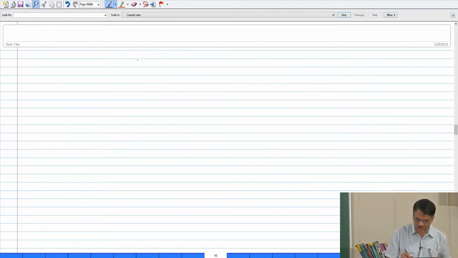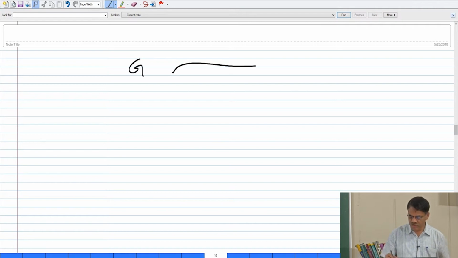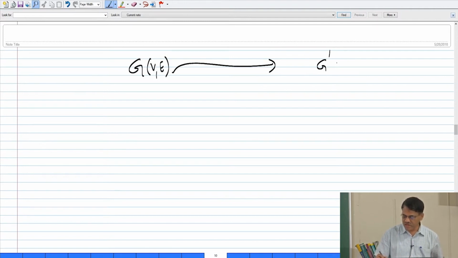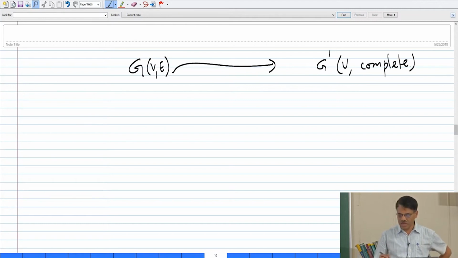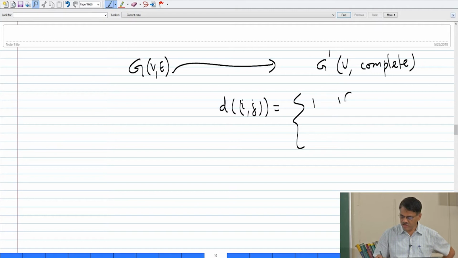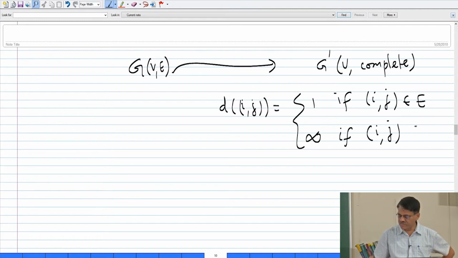So you are given a graph on n vertices. I am going to maintain the same number of vertices. So G prime is on the same vertex set, but I am going to make it complete. All edges are present. Now, here are my choices for the distance. The suggestion is that d_ij is equal to 1 for original edges of the graph. Otherwise, put a cost of infinity.